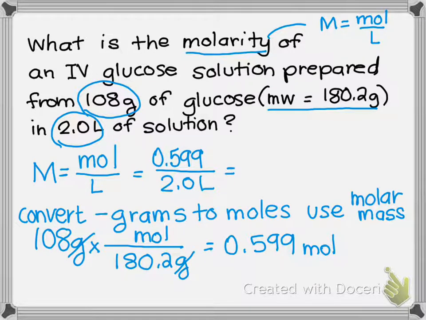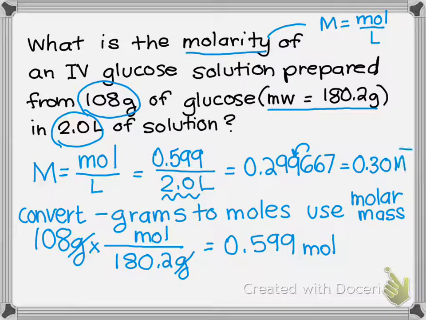So once I know the number of moles, I can plug it in up here. And I'm going to divide that by 2. I did not round it in my calculator. I just used what was in my calculator, and I get 0.299667. So to 3 significant figures, that's going to round up. It's going to be just 2 significant figures, 0.30, capital M. That means molarity. So this IV glucose solution would be 0.30 molar.